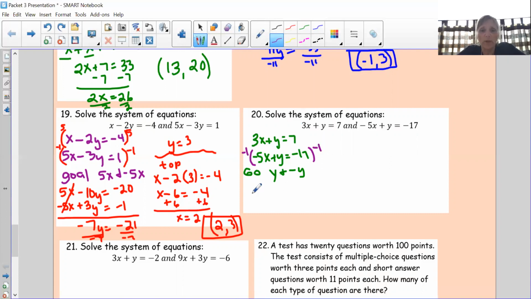So the top one I just rewrite, 3x plus y equals 7. Look at me, forget my x. Plus y equals 7. And this one is negative 1 times negative 5 is 5x. Negative 1 times y is minus y. And negative 17 times negative 1 is 17.